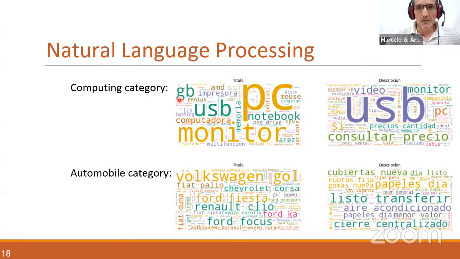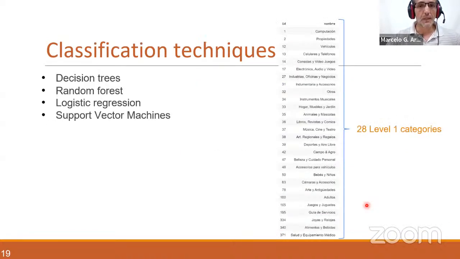Here we have an example of some categories and the main words that represent them. For example, for the computing category, we have PC, monitor, USB. The site is in Spanish, so if some of you do not read Spanish, there are some words that you may not understand. In the automobile category, we have, for example, different brands of cars, and these are the descriptions.